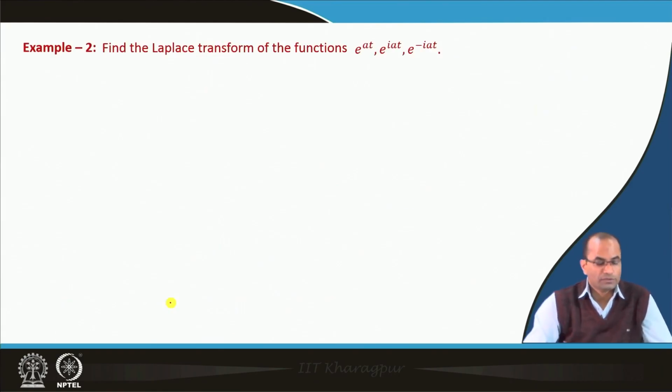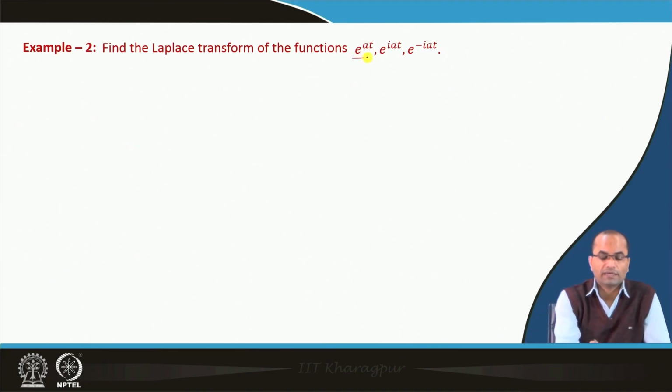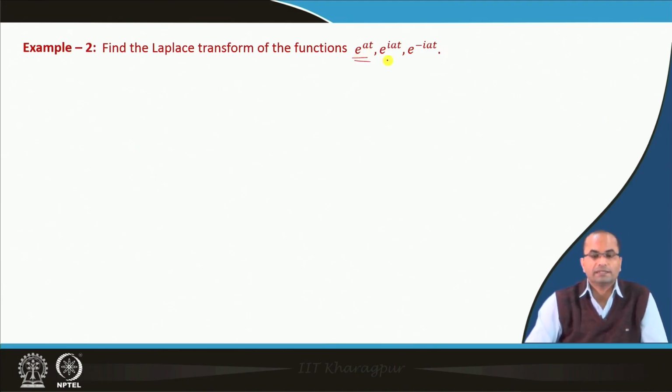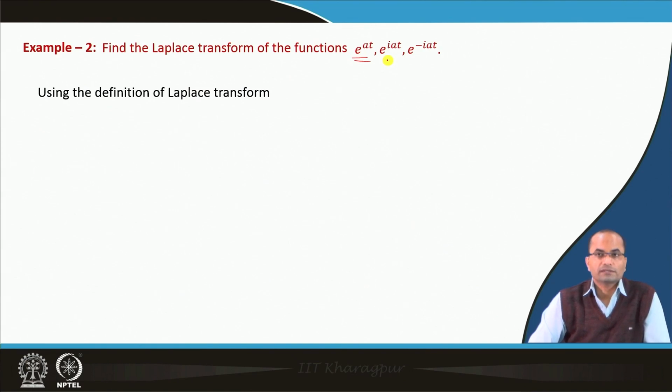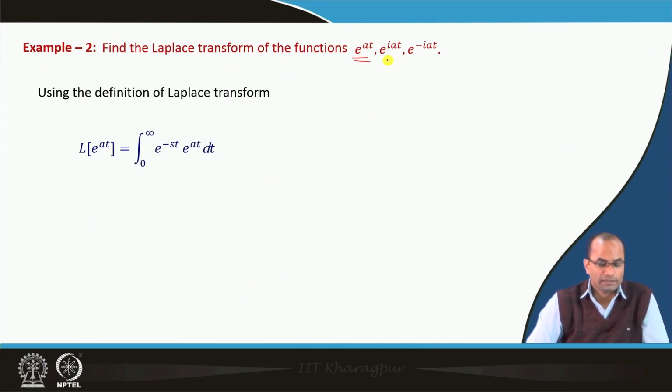Okay, getting to the new problem now, we need to find the Laplace transform of the functions of exponential type. That means we have e power a t, e power i a t, and e power minus i a t, or we can also have e power minus a t. These kinds of functions are actually similar, so we will just focus on one, and the others can be computed analogously.